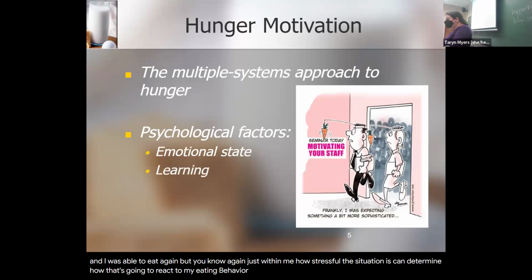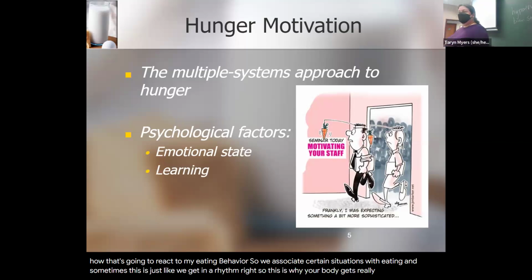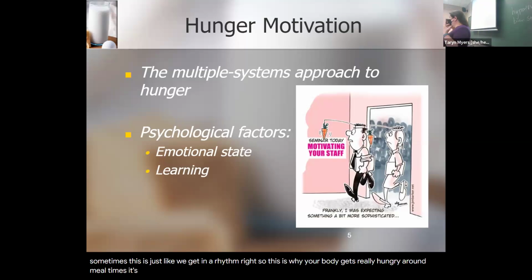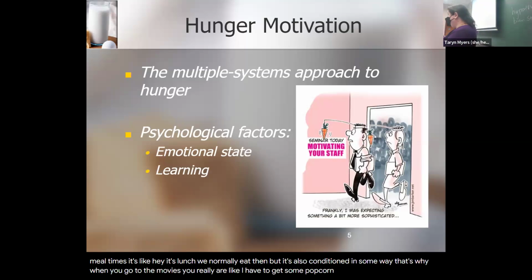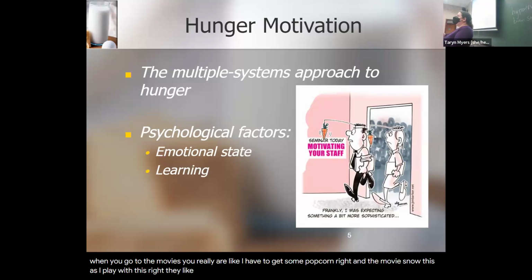Also learning. So we associate certain situations with eating. And sometimes this is just like we get in a rhythm, right? So this is why your body gets really hungry around mealtimes. It's like, hey, it's lunch, we normally eat then. But it's also conditioned in some ways. That's why when you go to the movies, you really are like, I have to get some popcorn, right? And the movies know this, they play with this, right? They pump out that popcorn smell as you walk in. There's actually evidence that they do this, right? To try to get you to buy some.